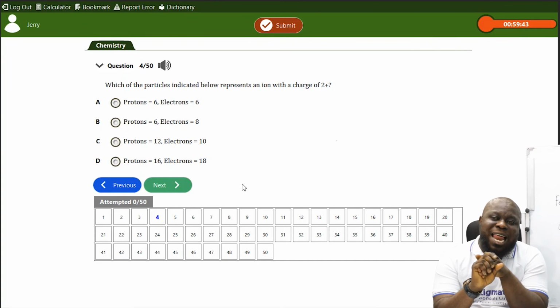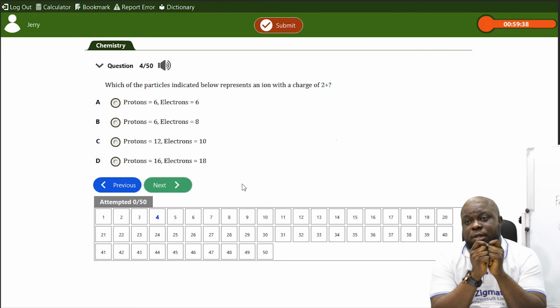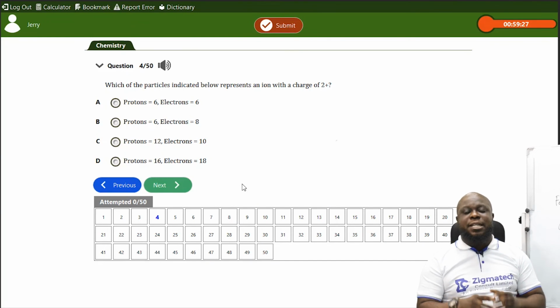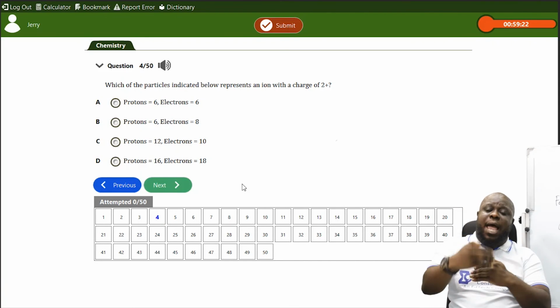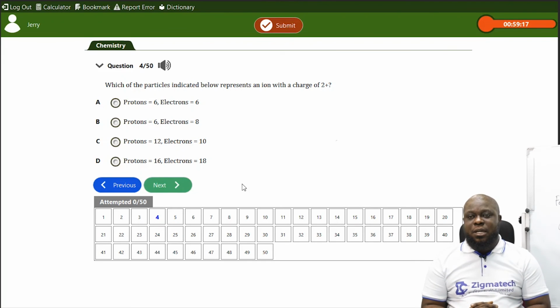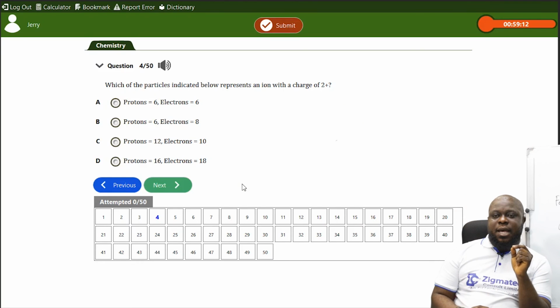I told you that this 2+ charge is called a dication. And it means 2 electrons have been lost. So in that context, those 2 electrons are given to the protons. So the protons will be 2 more than the electrons. If you check the answers, you will see what they gave to you. Now, check the answer.